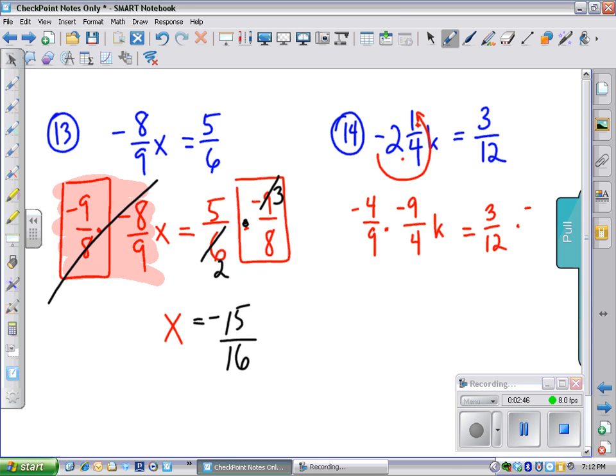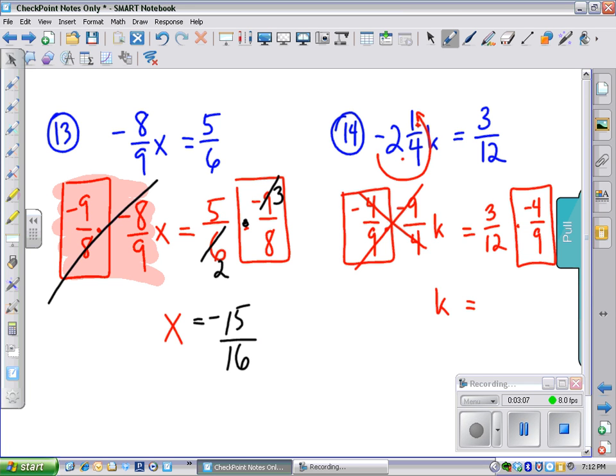You can multiply now by its reciprocal, negative 4/9. Whatever we do to one side, we need to do to the other. So we'll also multiply by negative 4/9 on the right-hand side. On the left side, you end up with 1, and 1 times k is k. So basically, we take care of the fractions. We get the variable by itself, which is always our goal.